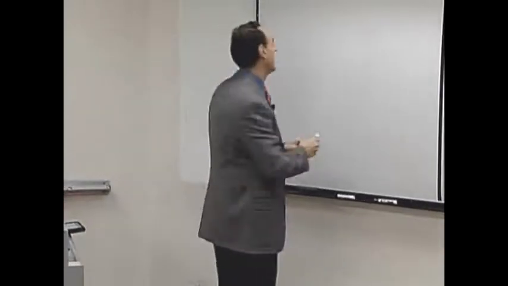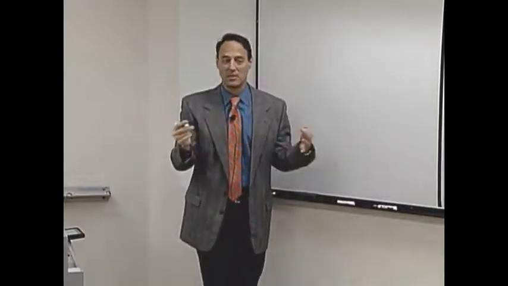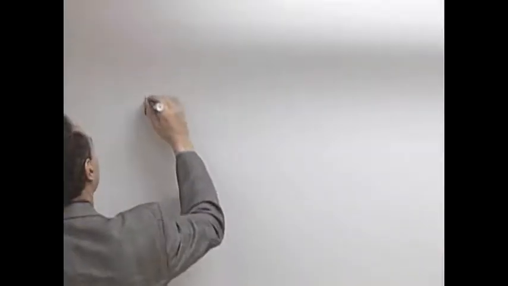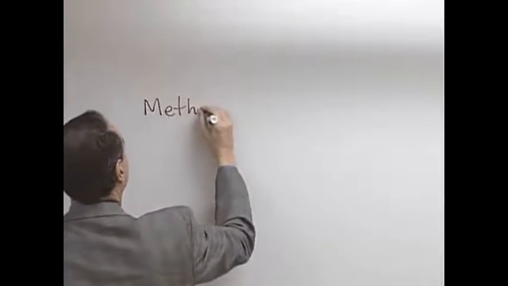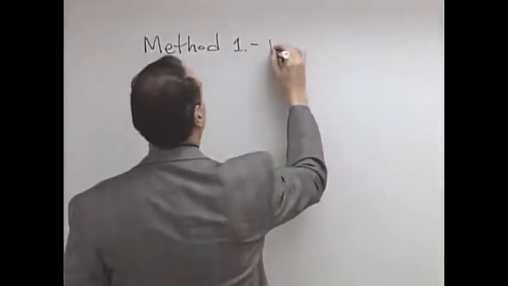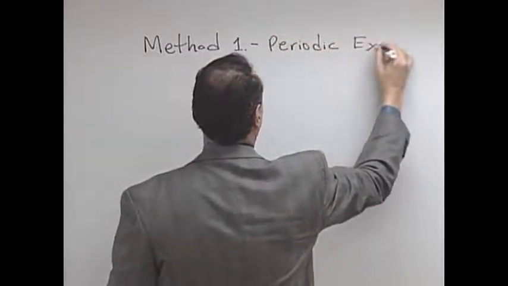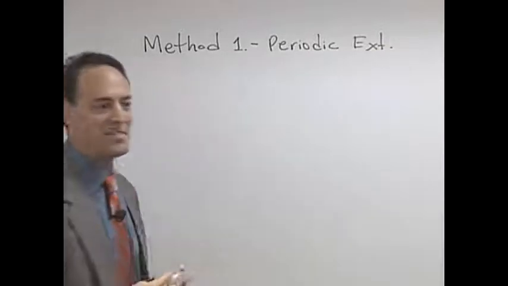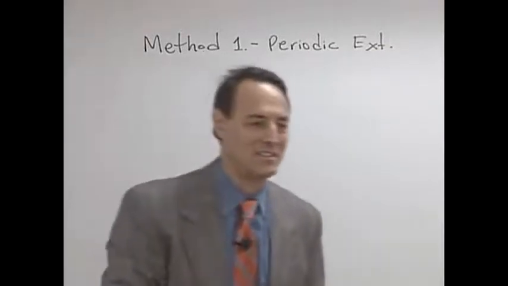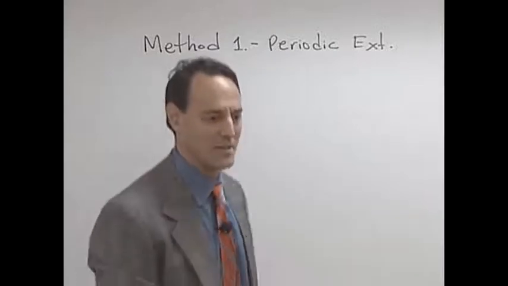So let's start off and think about it. I'm going to give you some different methods, and I'm going to evaluate them. Method 1: call this periodic extension. I like my FFT so much. My problem isn't periodic, so I'm going to make it periodic.